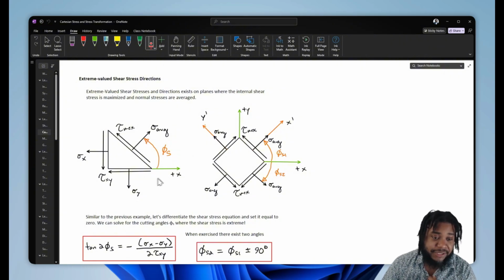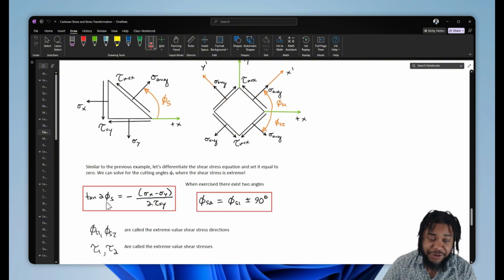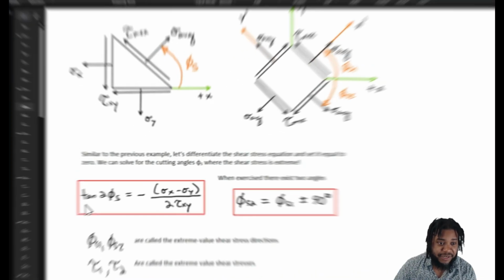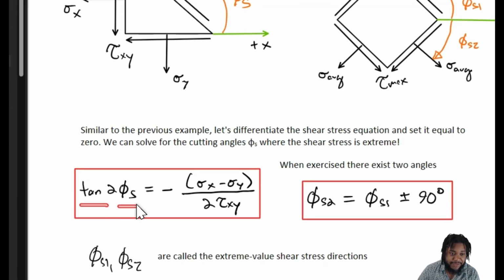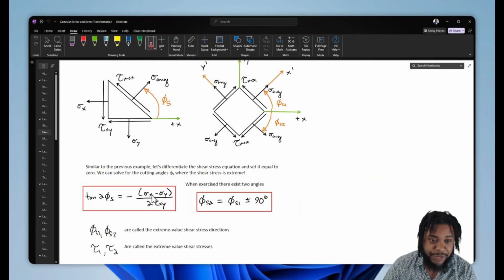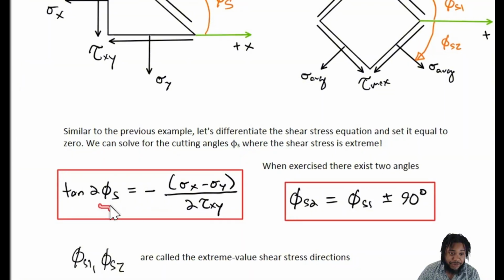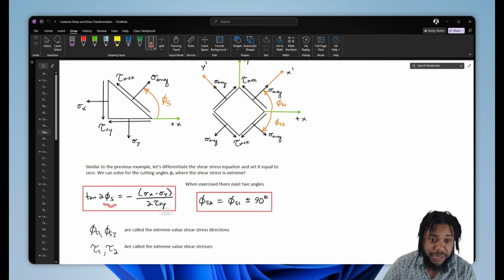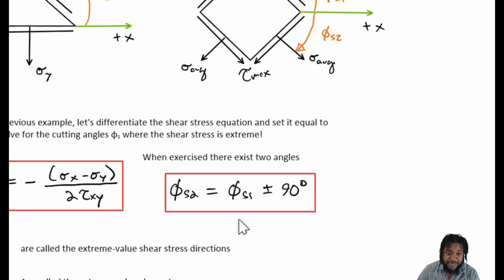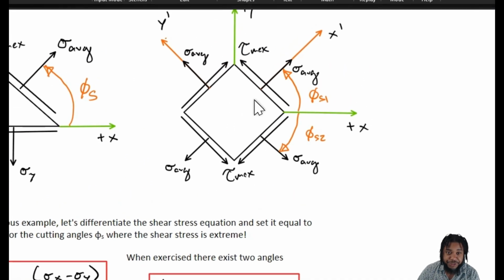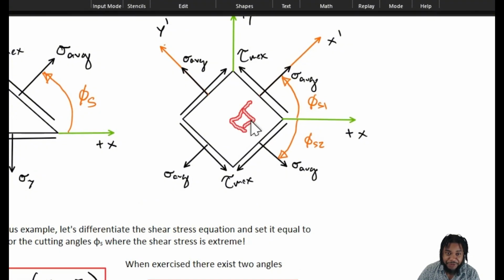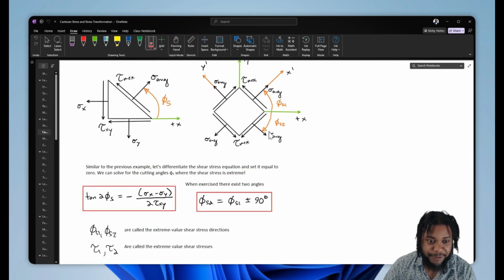Now, doing the mathematics, we'll find the angle phi s is tan 2 phi s equal to negative sigma x minus sigma y divided by 2 times tau xy. Rearranging and solving, we'll get one or sometimes two of our angles for phi s. If we only get one, then we can solve for the second by saying phi s2 is equal to the phi s that we found plus or minus 90 degrees, because again, there's 90 degrees between our two angles, right?